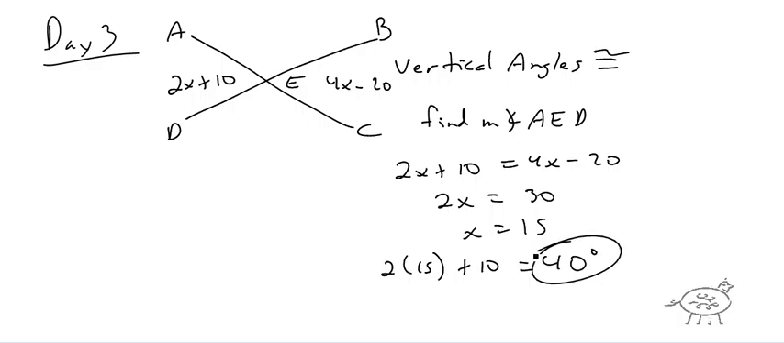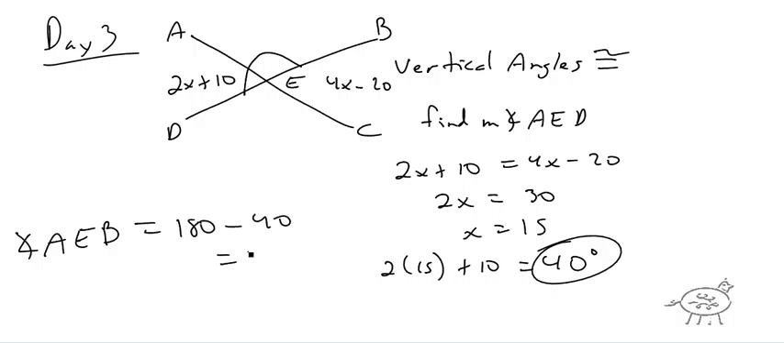Now another good question would have been find AEB. Of course, you know that this is 180 degrees right here, so you do 180 minus 40, which is 140 degrees. All right, so let's try another one here. Just to remind you guys, 180 degrees in a triangle.